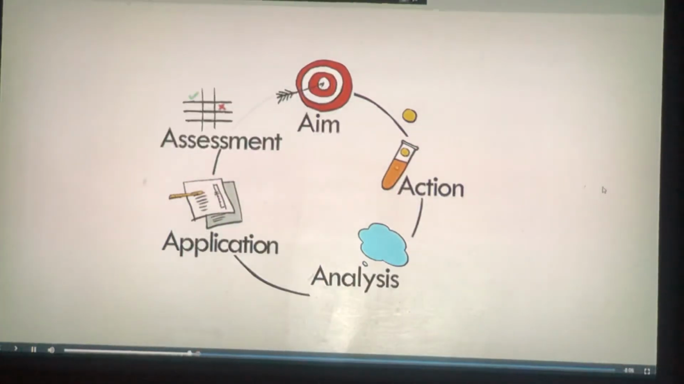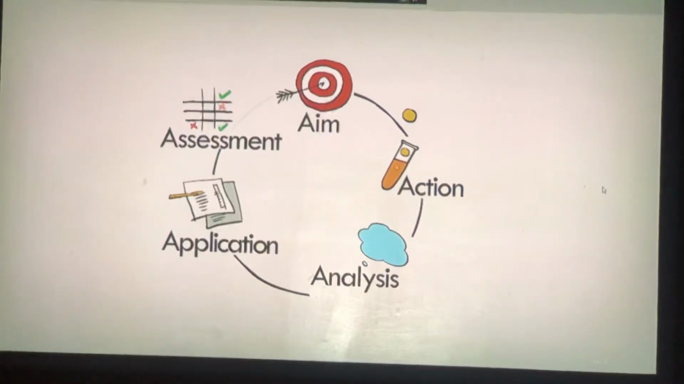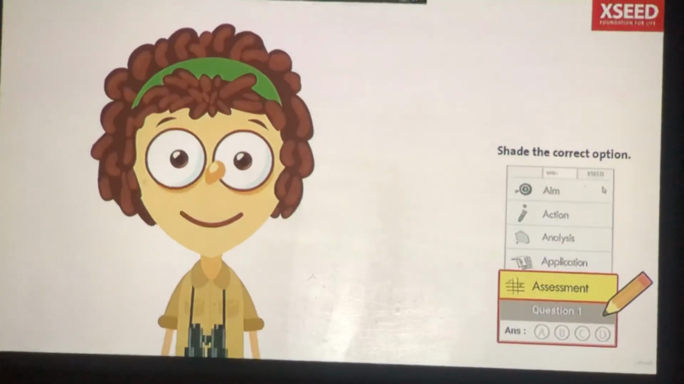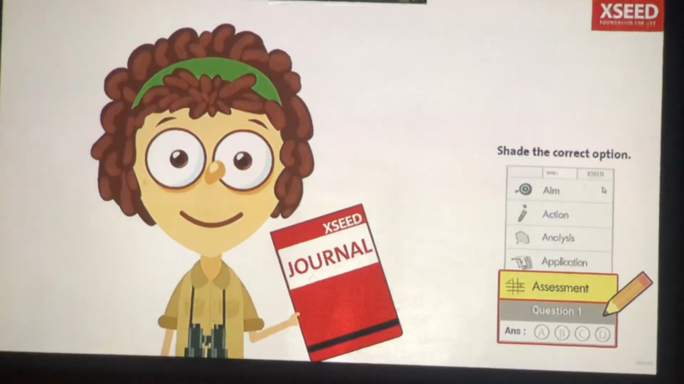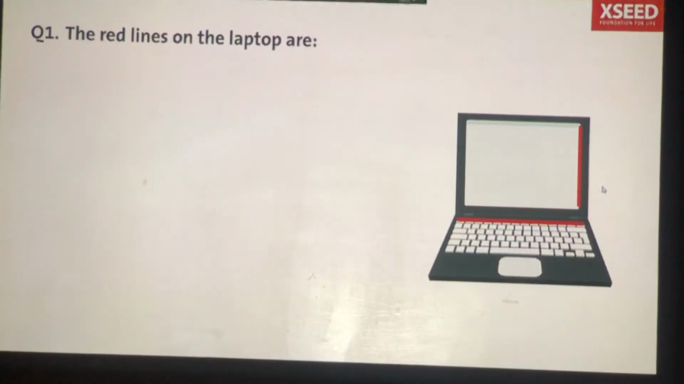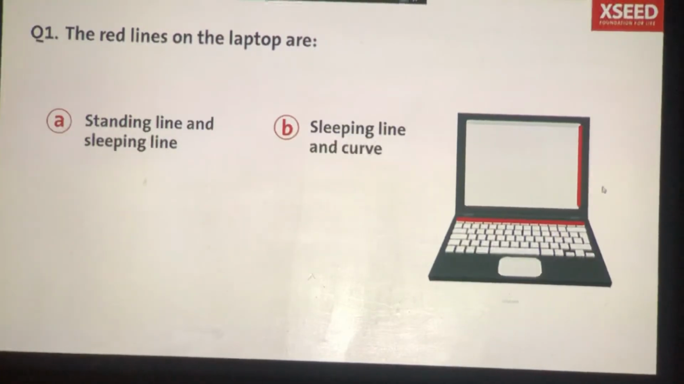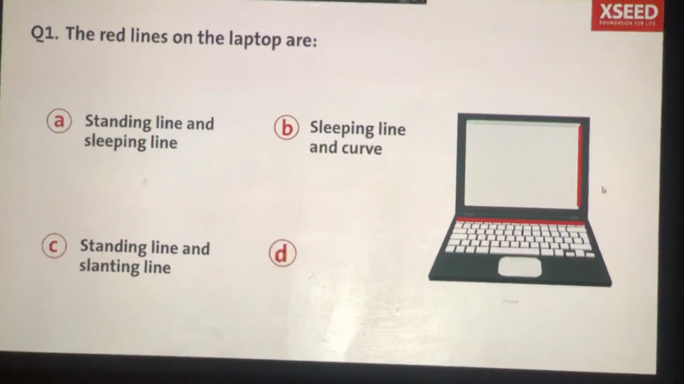Time for a quick quiz. Let's see if we remember what we learned in the class today. Shade the bubble for the correct answer in your journal. Question 1. The red lines on the laptop are A. Standing line and sleeping line. B. Sleeping line and curve. C. Standing line and slanting line. D. Slanting line and curve.